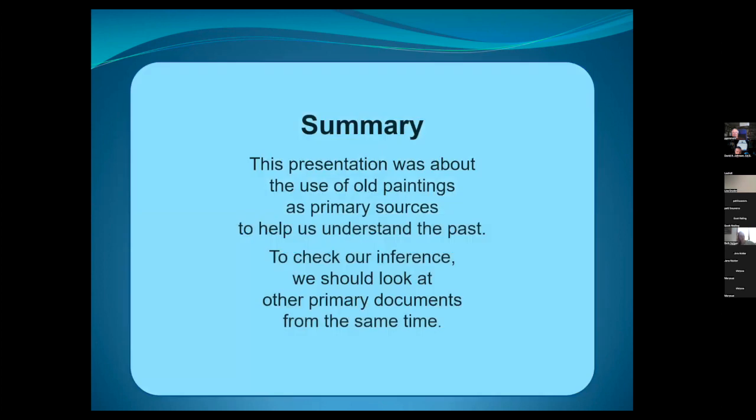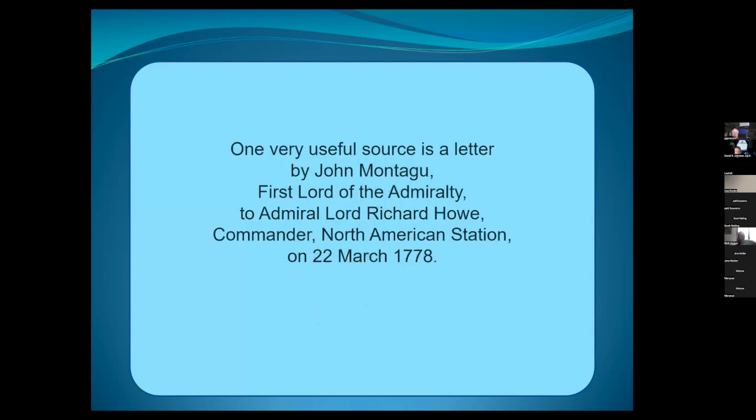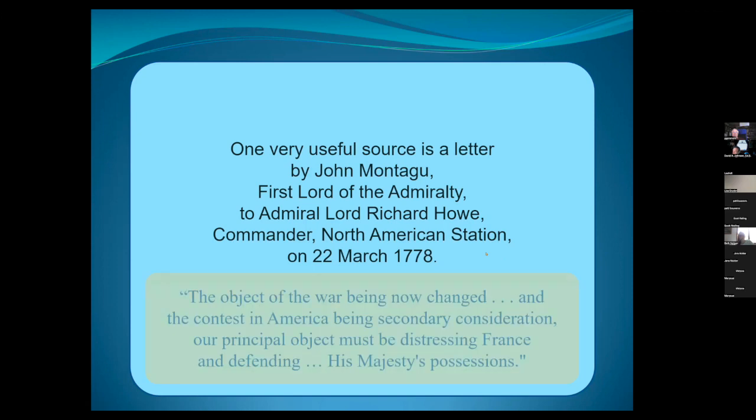And last week I had shown you the summary about how these old paintings could be used as primary sources. But if you want to check our inference, we really look at other primary documents at the same time. And one of the most important primary documents was from the First Lord of the Admiralty to the commander of the North American station in 1778. This was a couple of years before Yorktown.